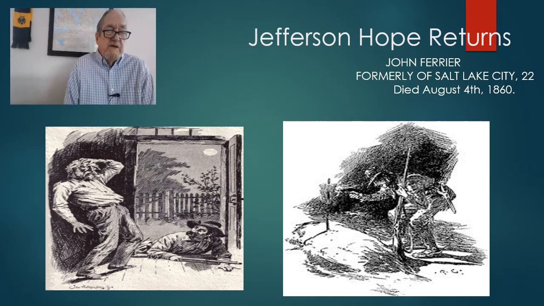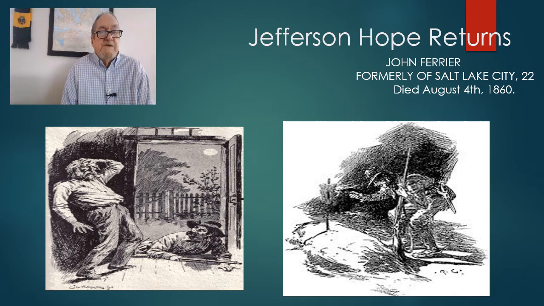And from here, we know the rest of the story, because Jefferson Hope does finally get his revenge, but he is shortly thereafter arrested at 221B and taken to the police station.